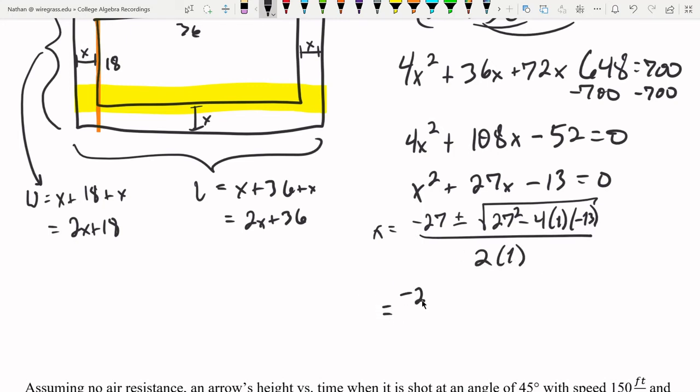And simplifying this down, let's figure out what is the discriminant. 27 squared minus 4 times, plus 4 times 13, 781.